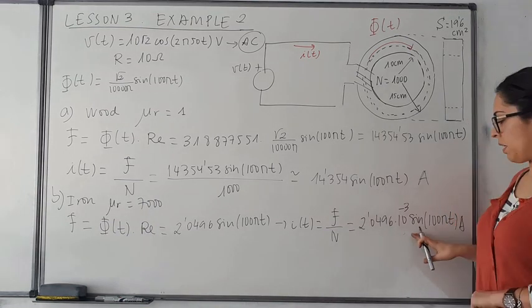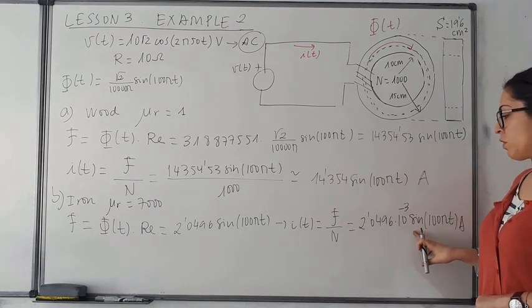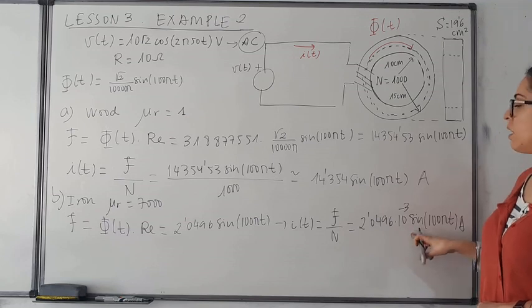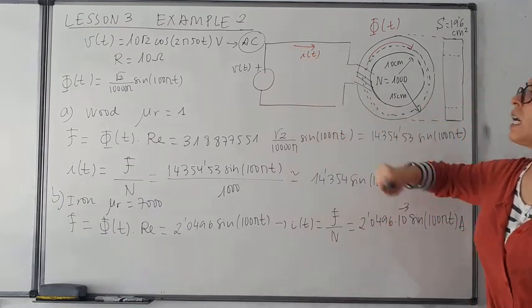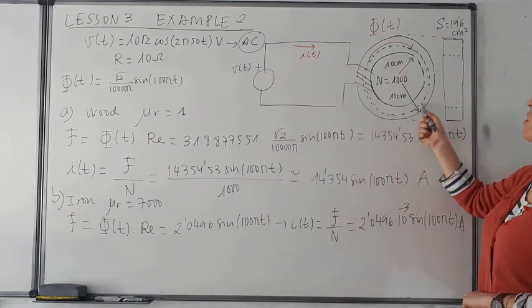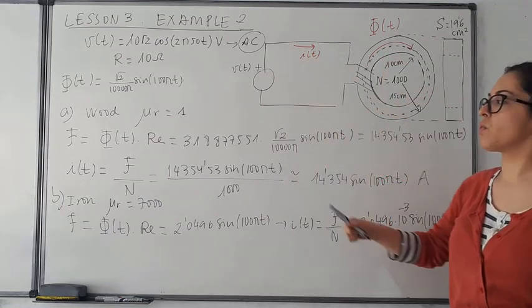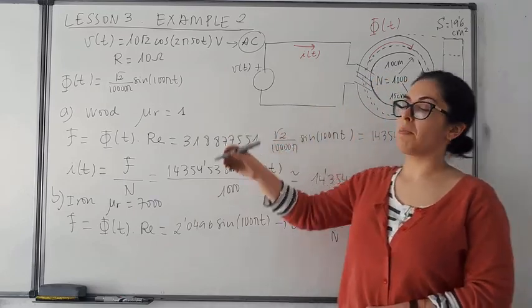As you can see, when the core is made of iron, you are going to have a smaller current flowing here in the electric circuit, and the magnetic flux here will be the same as when the core is made of wood.